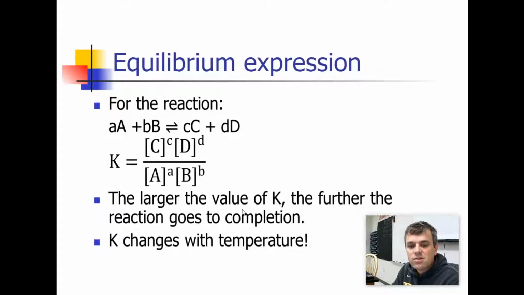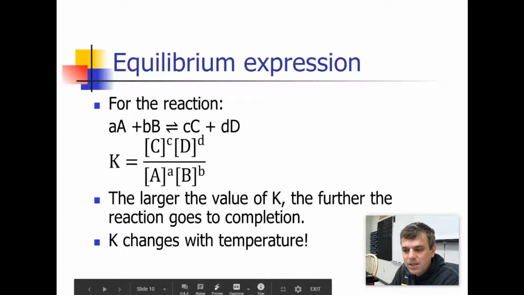The larger the value of K, the further to completion this reaction goes, which should make sense because the larger the value of K, the more products, more things in the numerator, and fewer reactants, fewer things in the denominator. So if K is a very large number, that means when equilibrium is established, you have a lot of C and D and very little A and B.